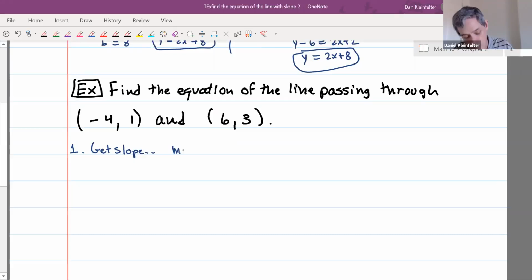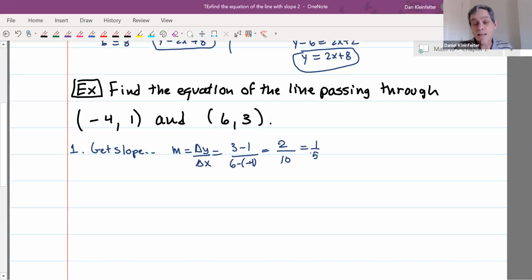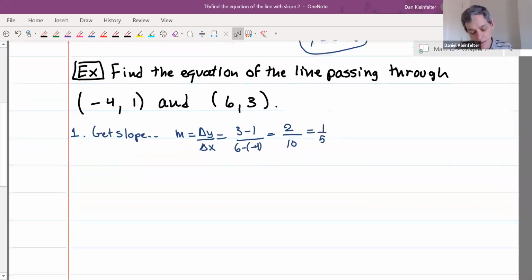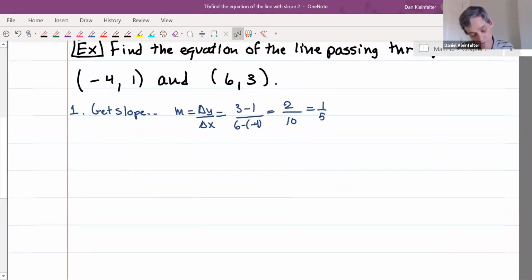Okay, so we have a formula for slope. It's the change in y over the change in x. So let me go 3 minus 1. We're subtracting from right to left. 3 minus 1 divided by 6 minus -4. So that will be 2 over 6 minus -4, which is 6 plus 4, which is 10. So we have 2/10, which is 1/5. So that's the slope.